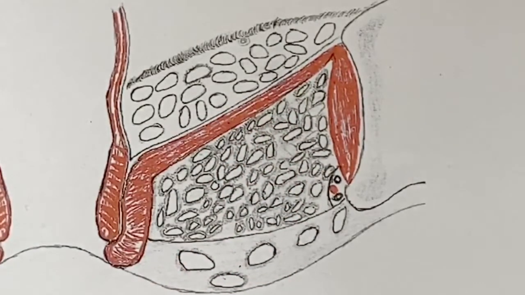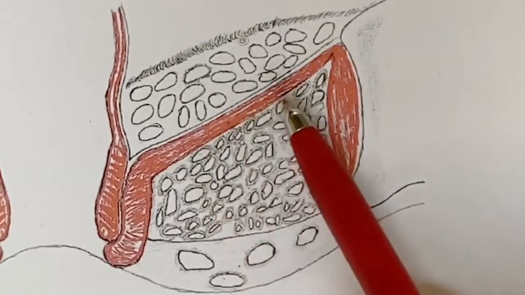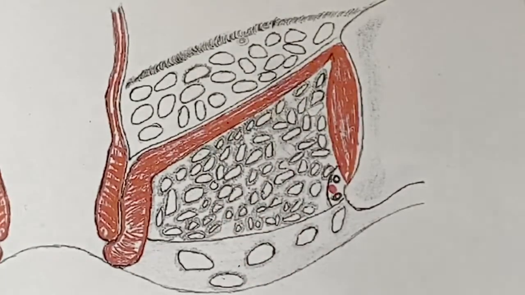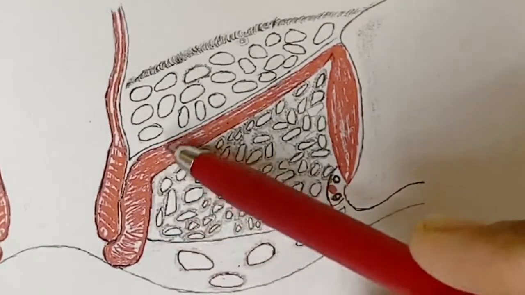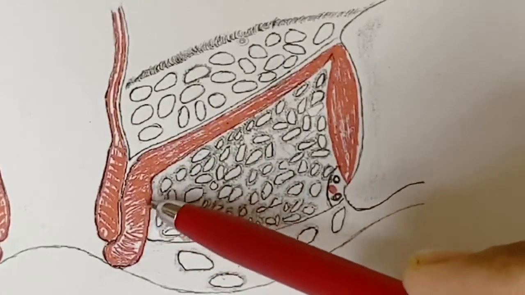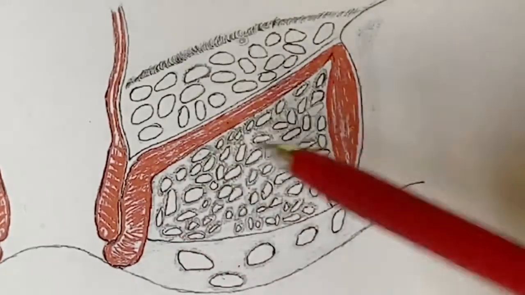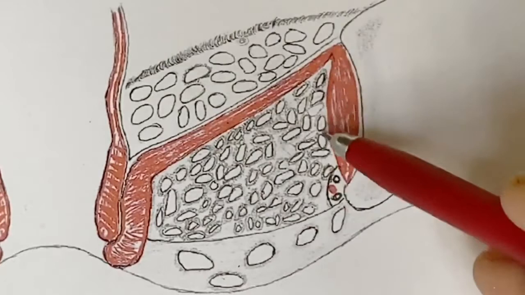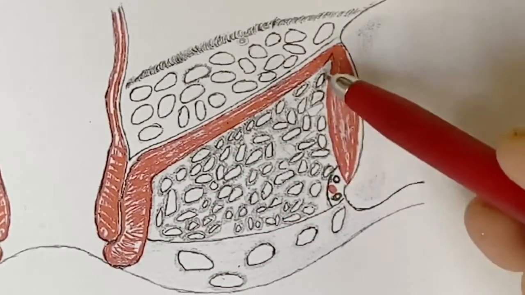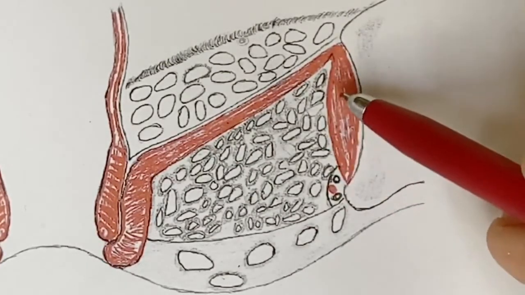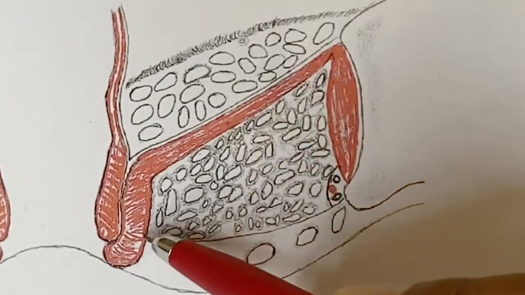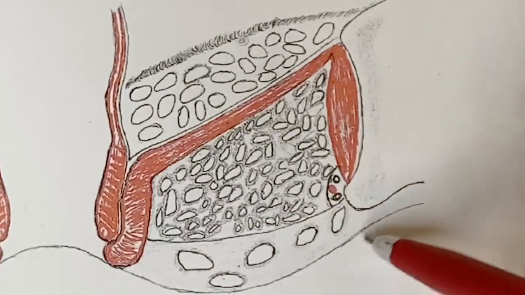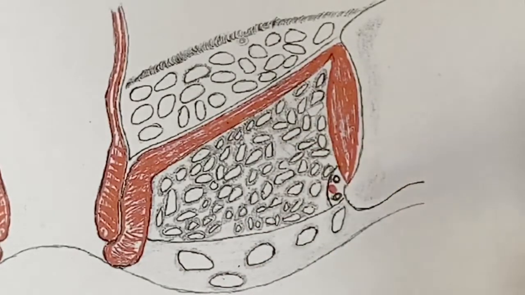Medially, the ischiorectal fossa is covered by the coverings of the levator ani and the fascia covering the external sphincter, and laterally it is covered by the fascia covering the obturator internus. Inferiorly the skin covers it, and anteriorly some loose areolar tissue is there.